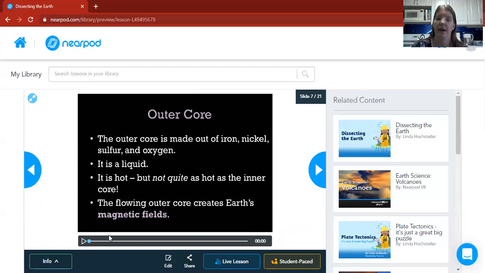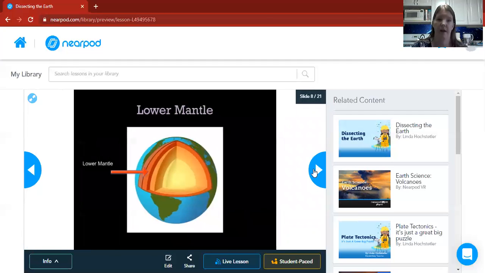The next layer is called the outer core. Again, you have the option to have this read to you. The outer core is made of iron, nickel, sulfur, and oxygen. So still metals, but then they have sulfur and oxygen, which are gases. We know oxygen because we breathe oxygen. It's a liquid. It's hot, but not quite as hot as the inner core. The flowing outer core creates Earth's magnetic field. So that's an interesting little fact.